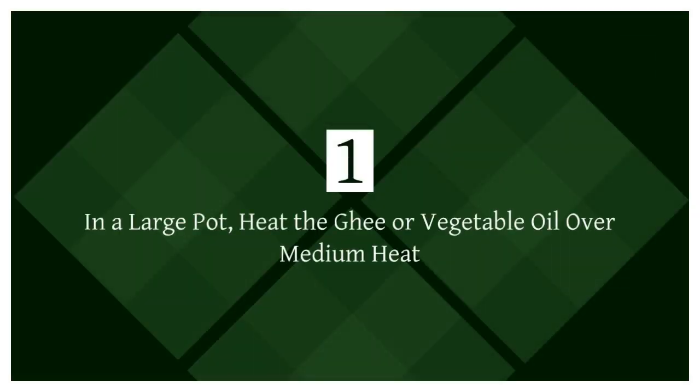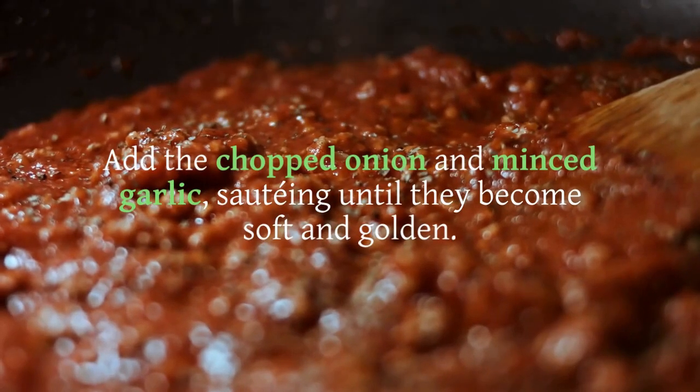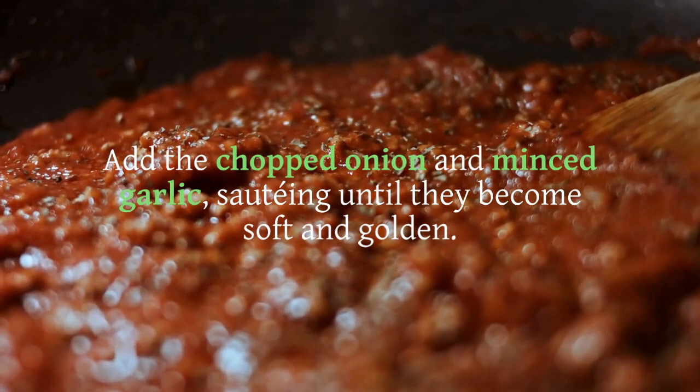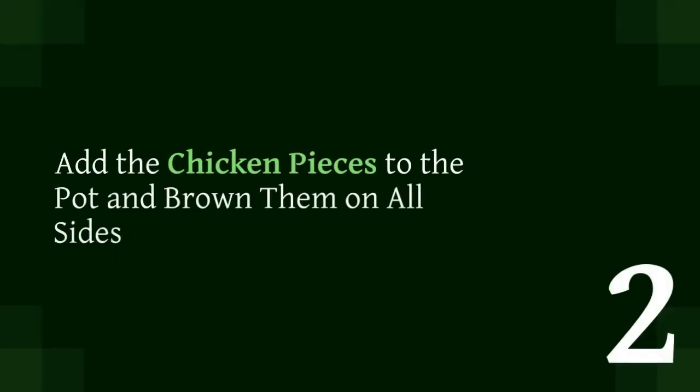Step 1. In a large pot, heat the ghee or vegetable oil over medium heat. Add the chopped onion and minced garlic, sautéing until they become soft and golden.